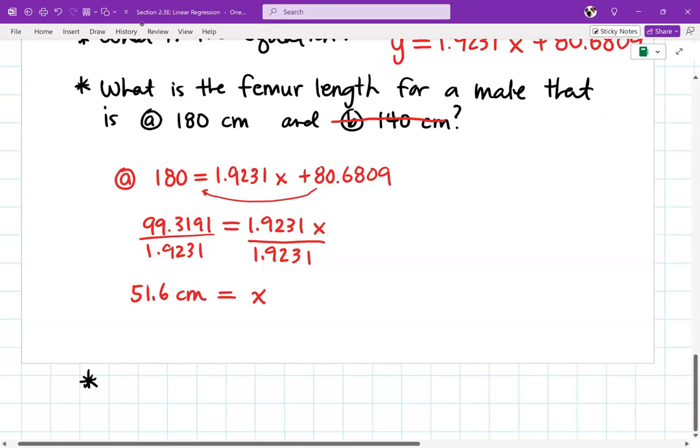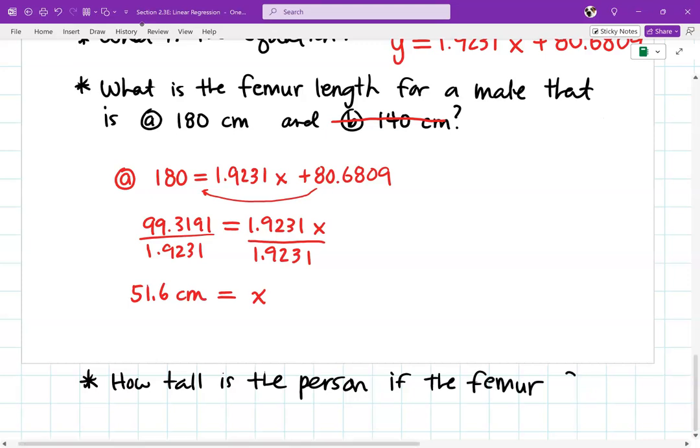How tall is the person if the femur found was, I don't know, let's say they don't have a 40 there, right? So the femur lengths go like 39, 42, 44. So let's go with 40 centimeters.